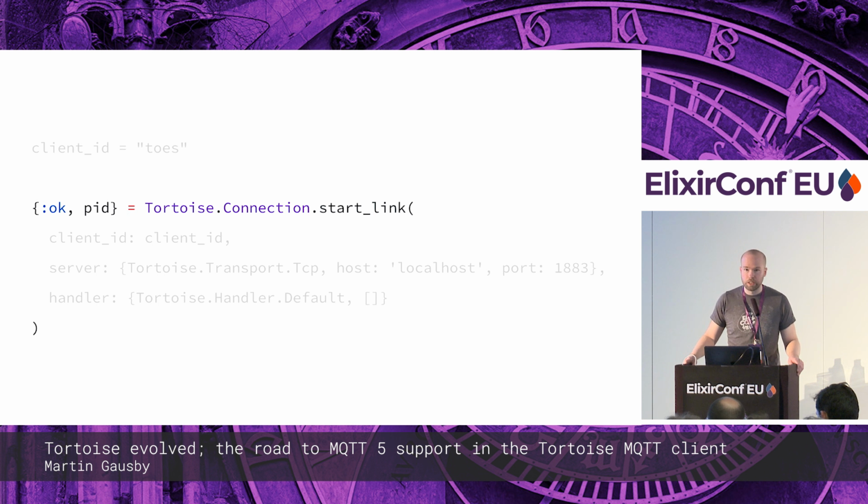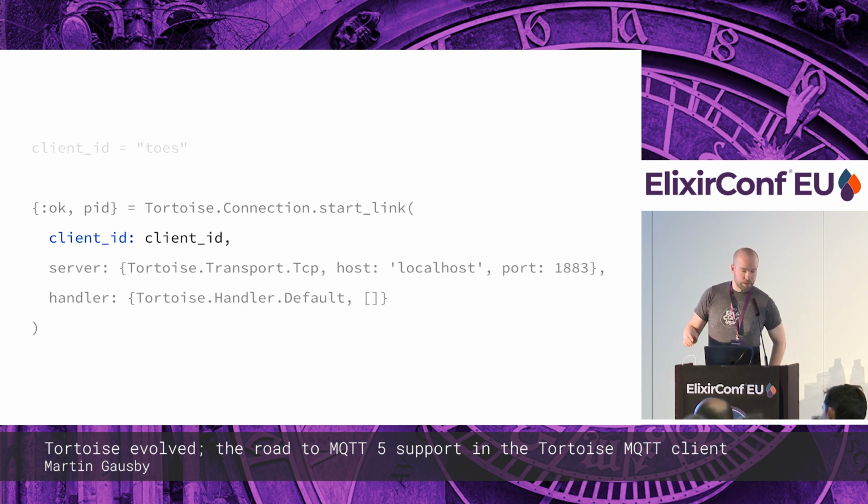Basically, the MQTT server will kick the previous client off if you connect with an ID that already exists. So if you have two processes reconnecting with the same ID, you would have a loop of being kicked off and rejoining. It's fun. You should try it. So we pass in the client ID to the connection.